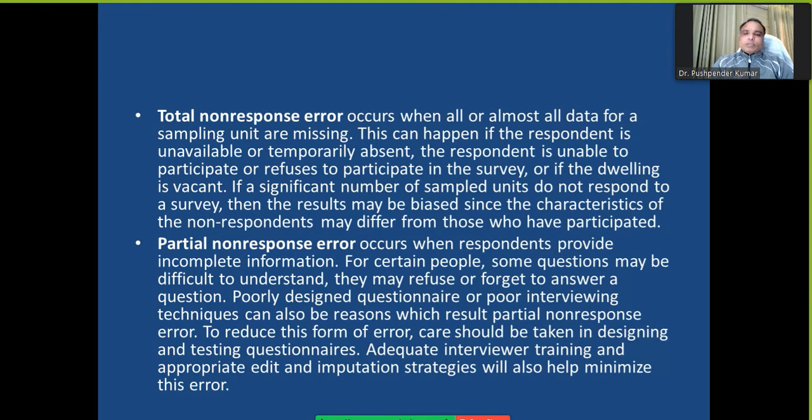Then we have partial non-response error, which occurs when respondents provide incomplete information. For certain people, some questions may be difficult to understand, and sometimes they don't want to give information. This is also another issue. So they may refuse or forget to answer a question. A poorly designed questionnaire or poor interviewing techniques can also be reasons which result in partial non-response error. To reduce this form of error, care should be taken in designing and testing the questionnaire. Adequate interviewer training and an appropriate edit and imputation strategy will also help minimize this.